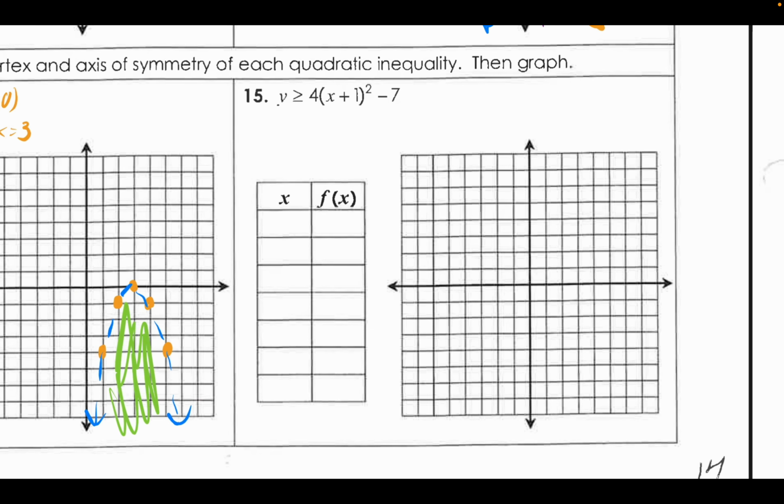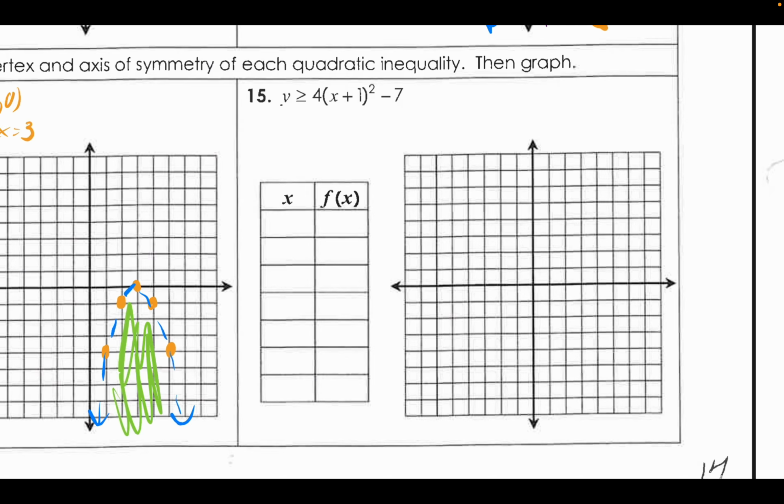Number 15, same idea here. So we first start off by finding the vertex. And this vertex here, if it wanted to write a V instead of just a straight line, that's neat, is (-1, -7). Once again, this being a liar. The axis of symmetry is x equals -1.